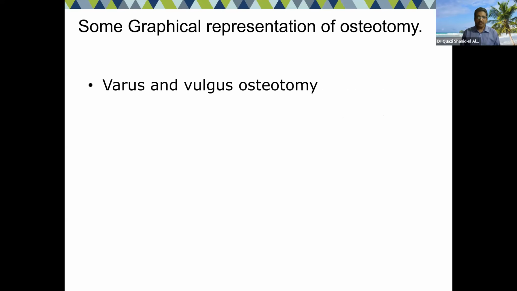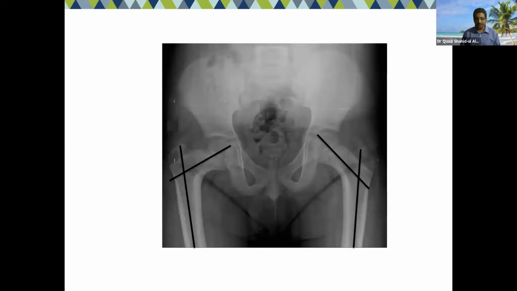If you want to go for varus and valgus osteotomy, actually these procedures are required in many of our pediatric orthopedic procedures. So let me show you a graphical representation of how and what we actually do in case of varus or valgus osteotomies. So look at this X-ray on the right side. You can clearly see it is a coxa vara. The neck shaft angle is reduced. So we want to do a valgus osteotomy for the right side.